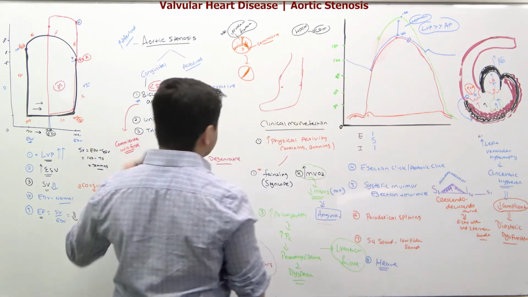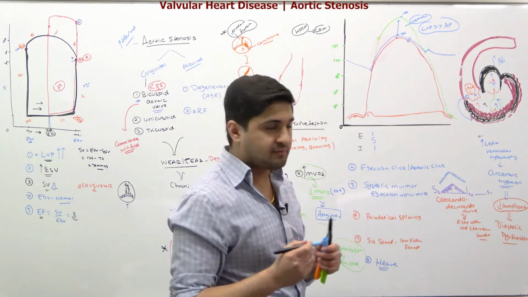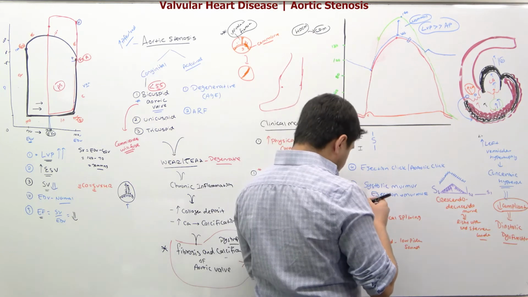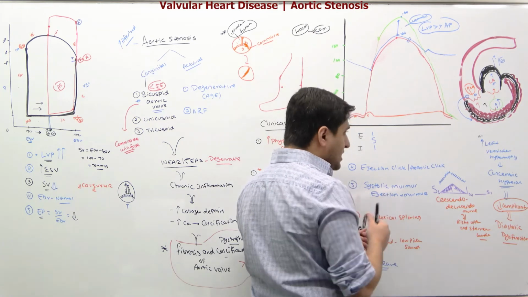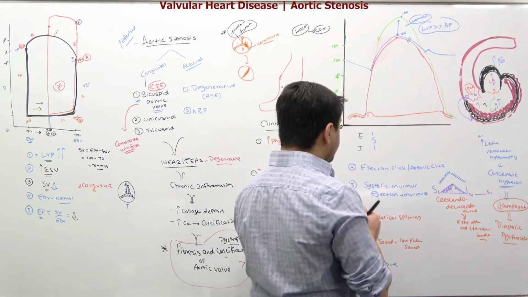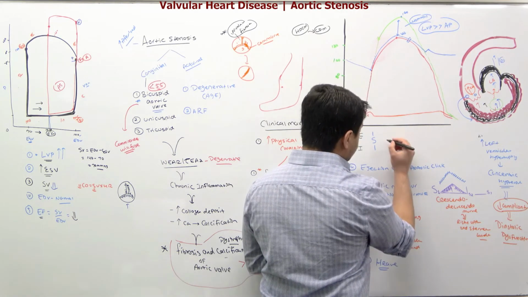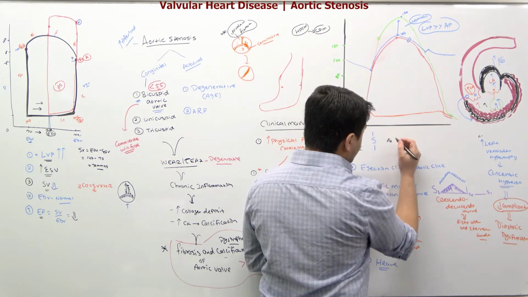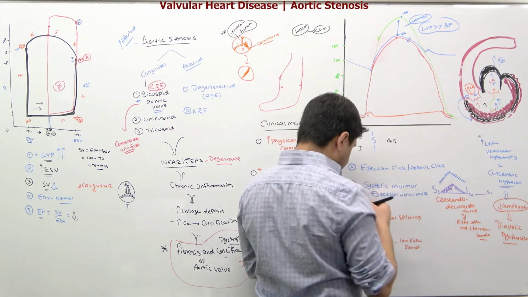S1 is the sound heard when the mitral valve, or AV valve, closes, right? Atrioventricular valve. Now let's talk about the S2 sound. The S2 sound normally has something called physiological splitting, right? So I'll write down here A2, and I'll write down P2 here.